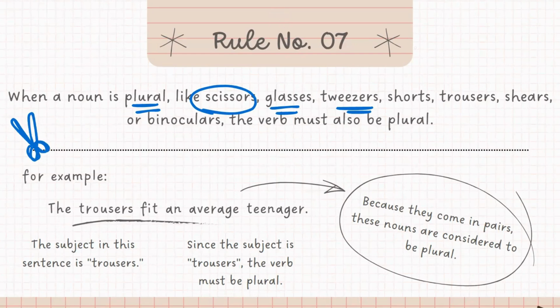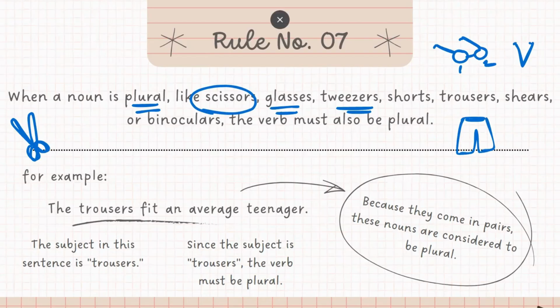And the same thing for glasses also. Glasses are having two, one and two eyeglasses. So it is in the plural form. The same thing goes for the tweezers also. Shorts, trousers, pants, everything. That is why they are considered to be plural. For example, the trousers fit an average teenager.